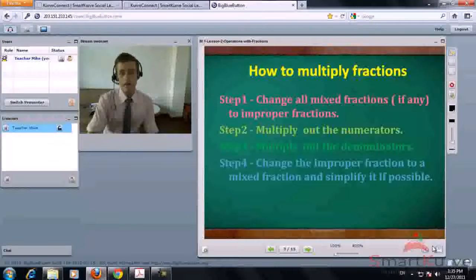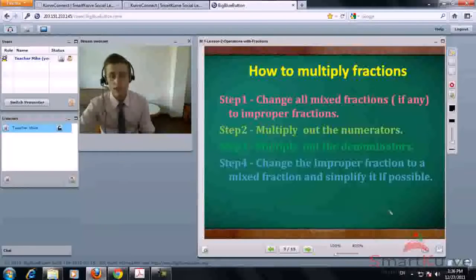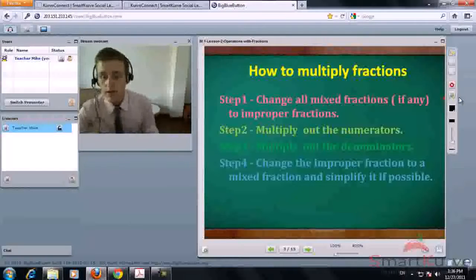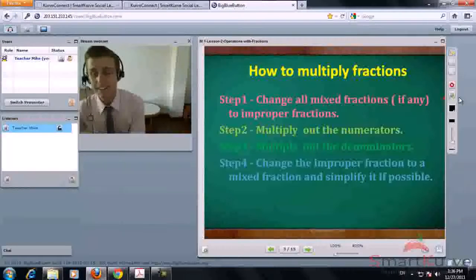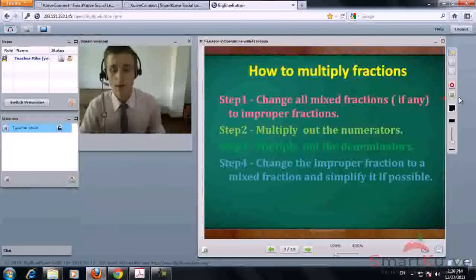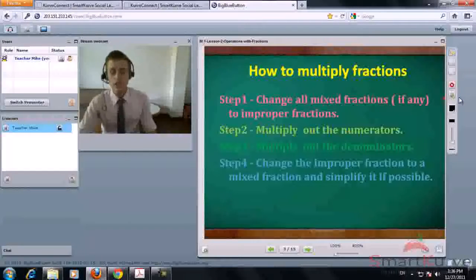How to multiply fractions. Step 1. Change all mixed fractions, if any, to improper fractions. Step 2. Multiply out the numerators. Step 3. Multiply out the denominators. Step 4. Change the improper fraction to a mixed fraction and simplify if possible.